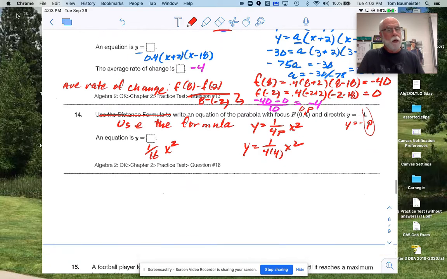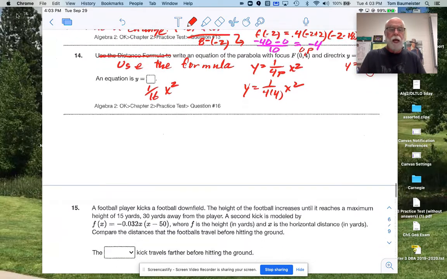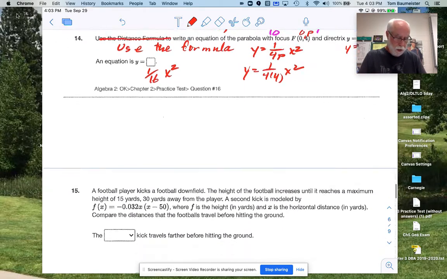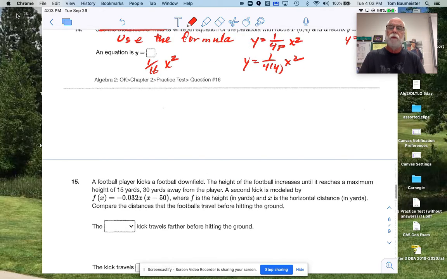So, same thing on the test. If you're following exactly what I told you to do, ladies and gentlemen, this should make sense. Okay?